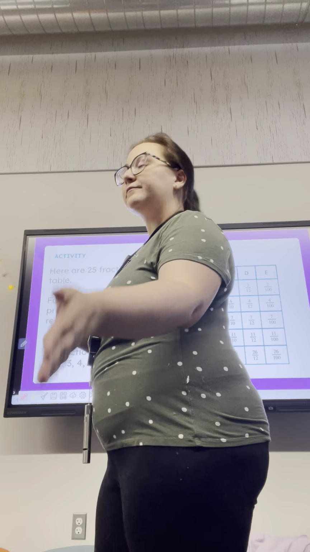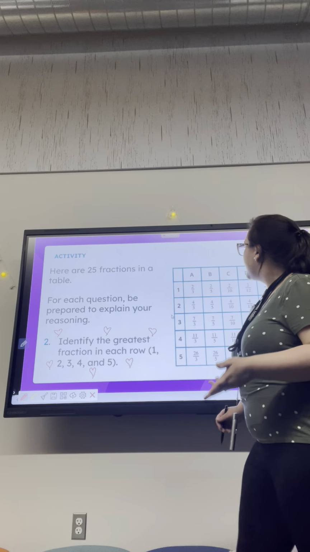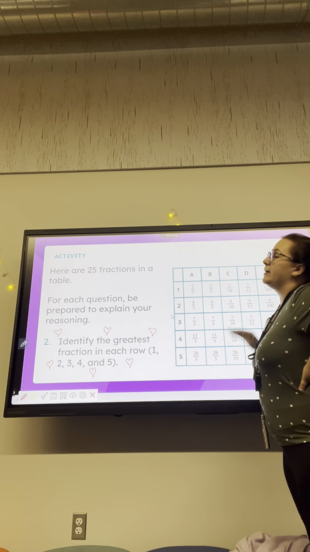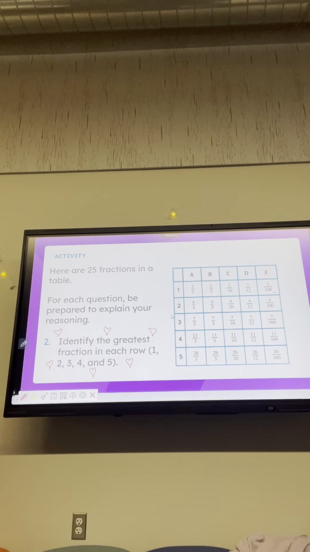All right, so for number 2, what I'm going to do is draw a heart around the greatest fraction in the row. So let's think about a couple of different ways we can do this. One way is we can do the number line just like we did earlier. Let me show you how that looks first.